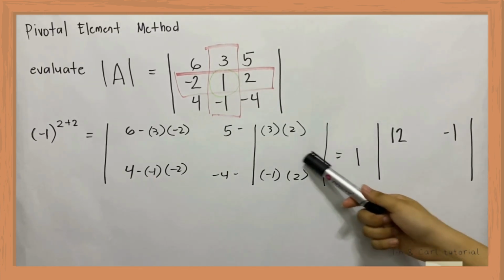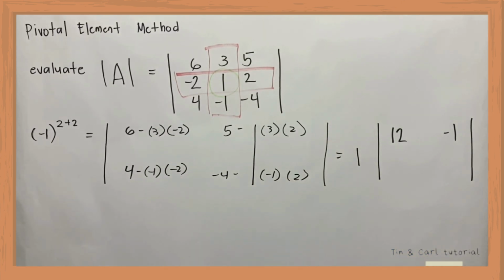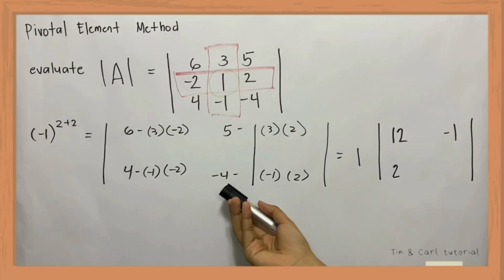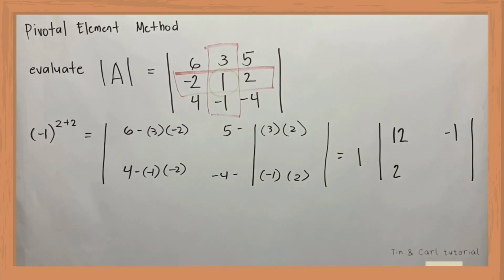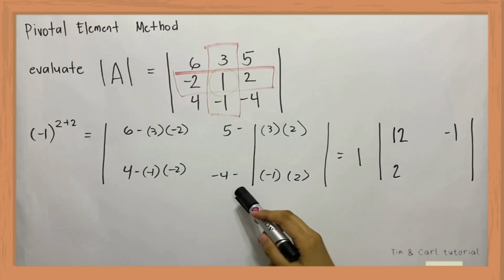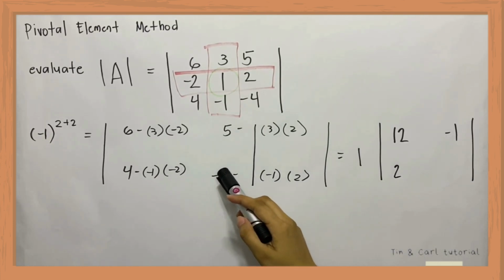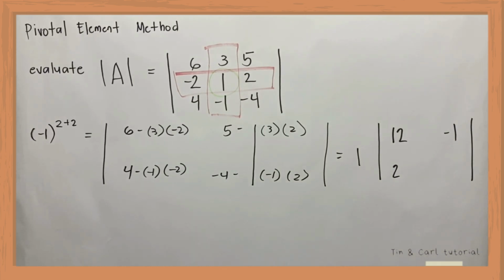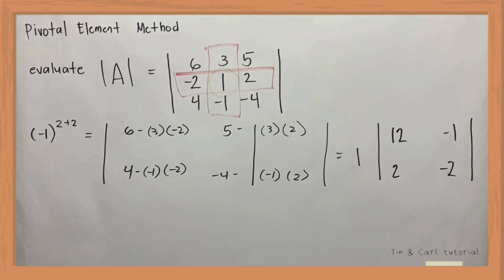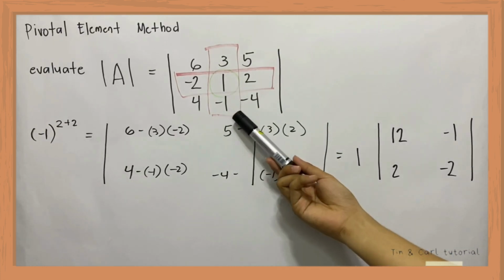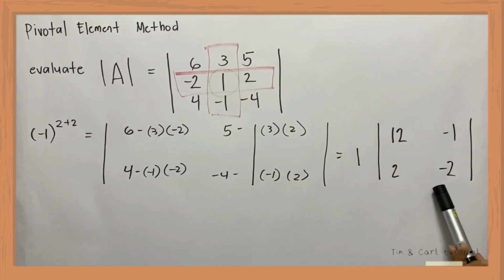So, for the second row, we have here negative 1 times negative 2 is equals to 2. So, 4 minus 2 is equals to 2. Then, for the last one, negative 1 times 2 is equals to negative 2. So, 4 minus negative 2, or we should say 4 minus 2, is equals to negative 2. So, we can see again here that from a 3x3 matrix, it becomes a 2x2 matrix.